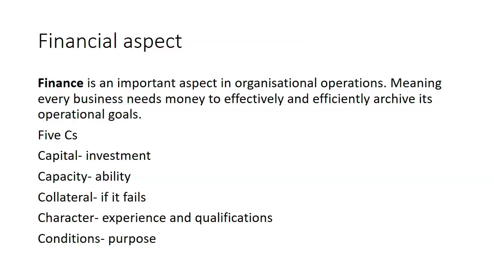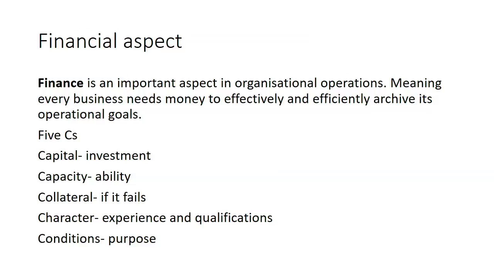There is a term referred to as the five C's in this relation, whereas such five C's are the factors that the bank or any organization that tries to assist any business in providing finance looks at before approving such an application. And such five C's are referred to as capital, capacity, collateral, character, and condition. Read and understand what it means.